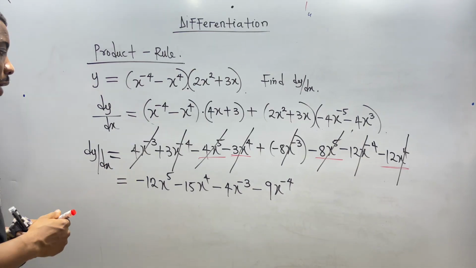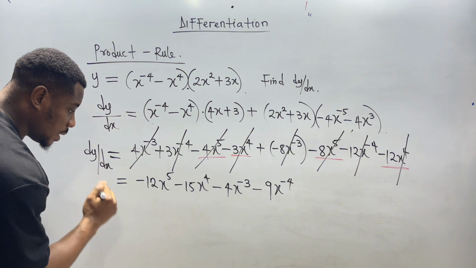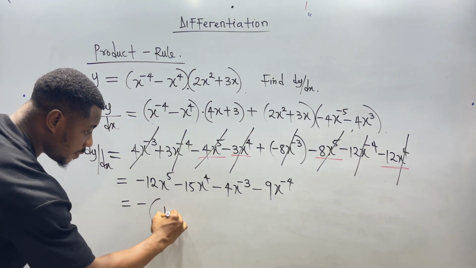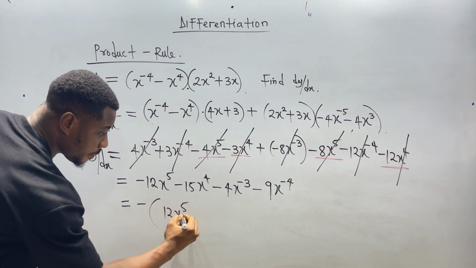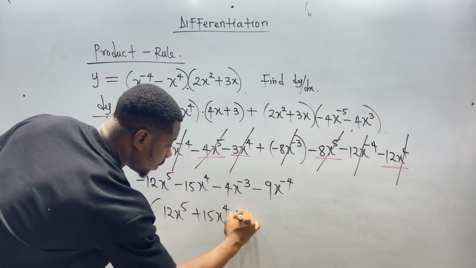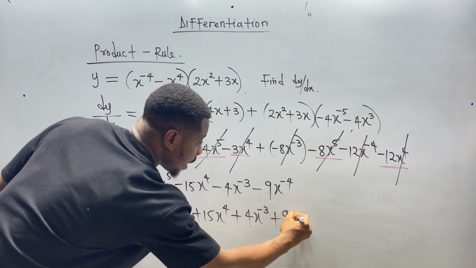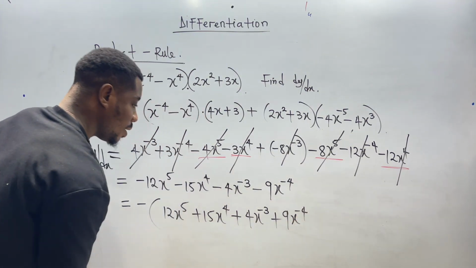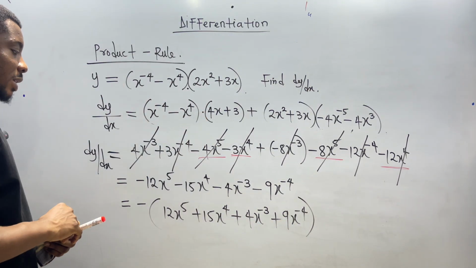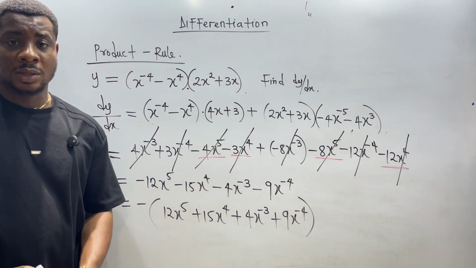All right. Now, at this point, I can decide to factorize the negative sign here. If I bring out the negative sign, we'll be having 12x to the power of 5, plus 15x to the power of 4, plus 4x to the power of negative 3, plus 9x to the power of negative 4. So you can leave your answer this way, or you can leave your answer like this. It is still very correct, all right.